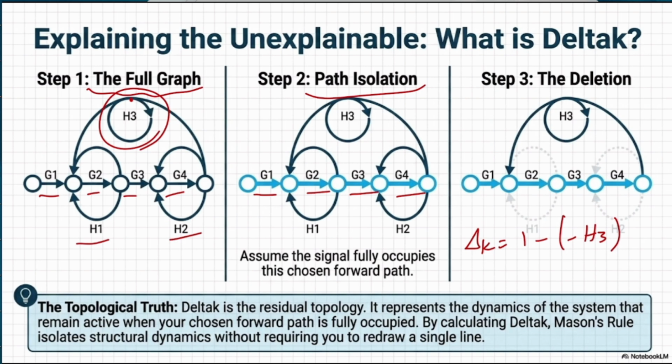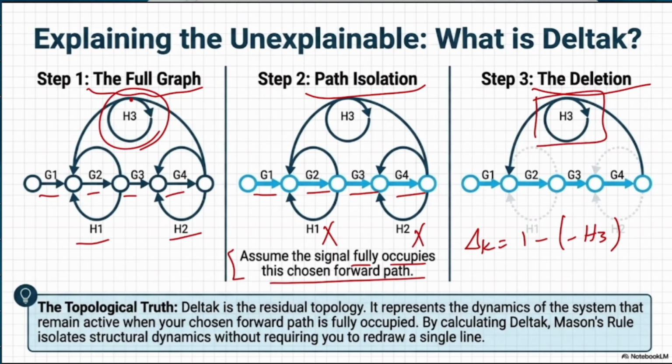This is my forward path. We are going to assume that the signal fully occupies this chosen forward path. In order to find the delta K, we have to have the next step, which is the deletion. And in this deletion, you can see that H1 and H2 actually are gone, but H3 is already there.